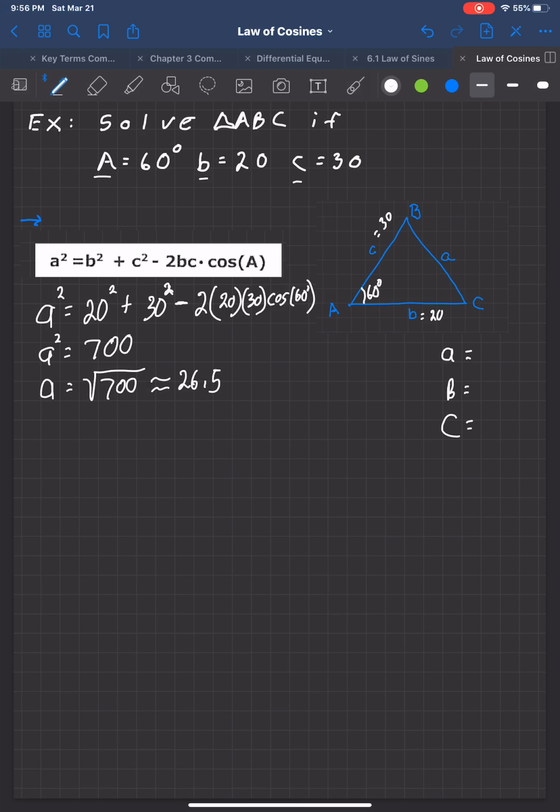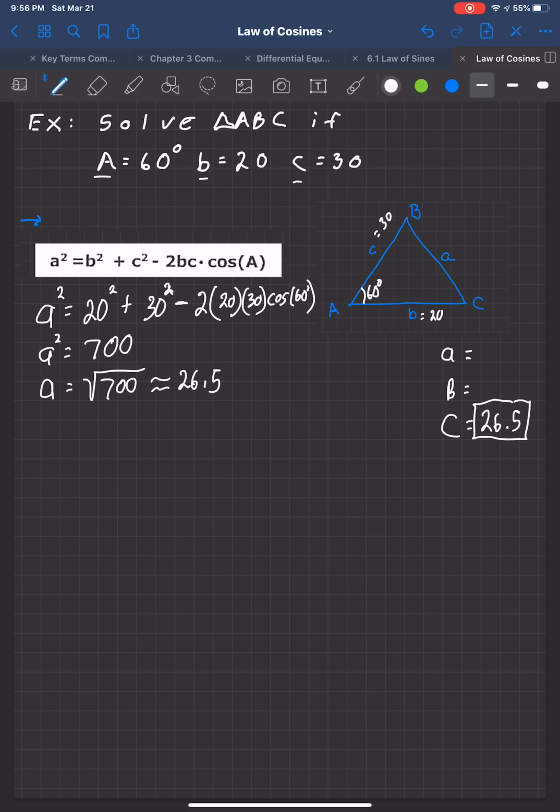I'm going to put the approximation just so you know that it's okay to round on these sections. But the square root of 700, that's the principal square root. We don't need the plus or minus because we're dealing with lengths of sides, which are by definition positive numbers.